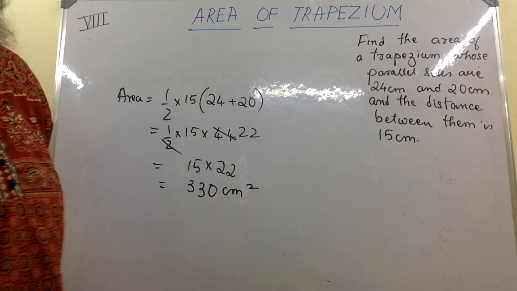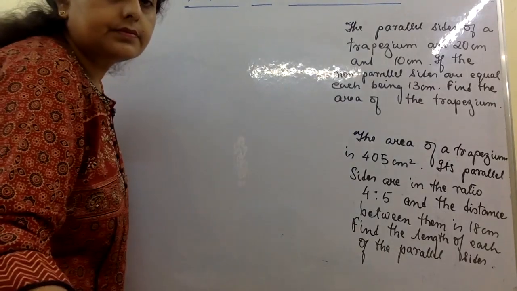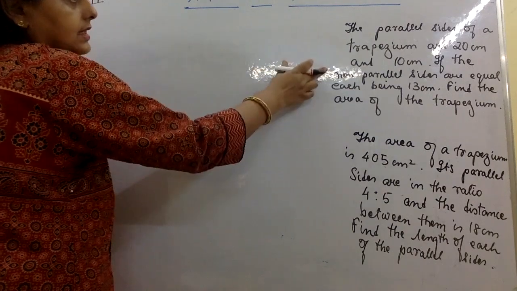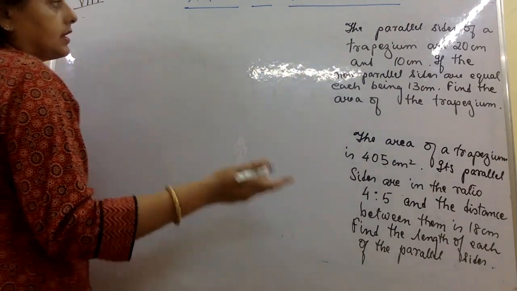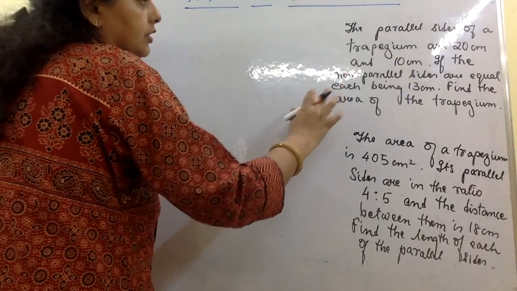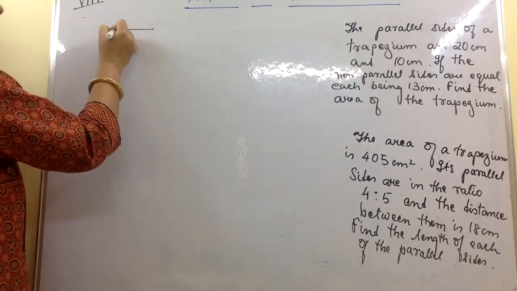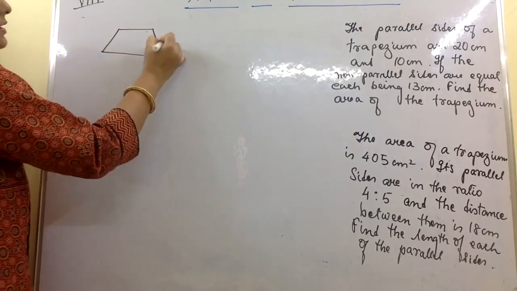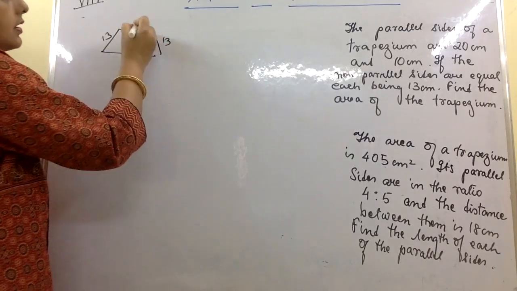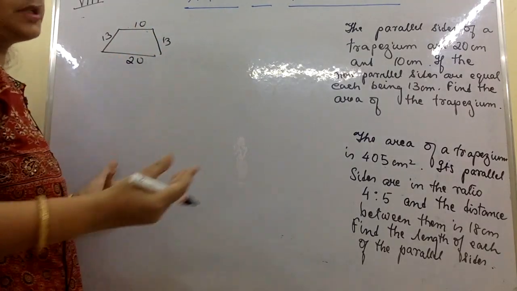So that was a very simple question. Now let us come to this question. The parallel sides of a trapezium are 20 and 10. If the non-parallel sides are 13, it means they are talking about an isosceles trapezium. This is 13, this is 13, here is 10, here is 20. Find the area of the trapezium.